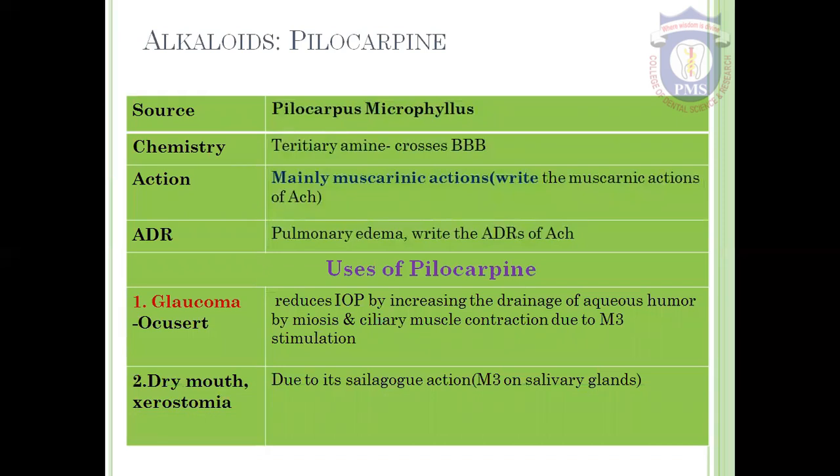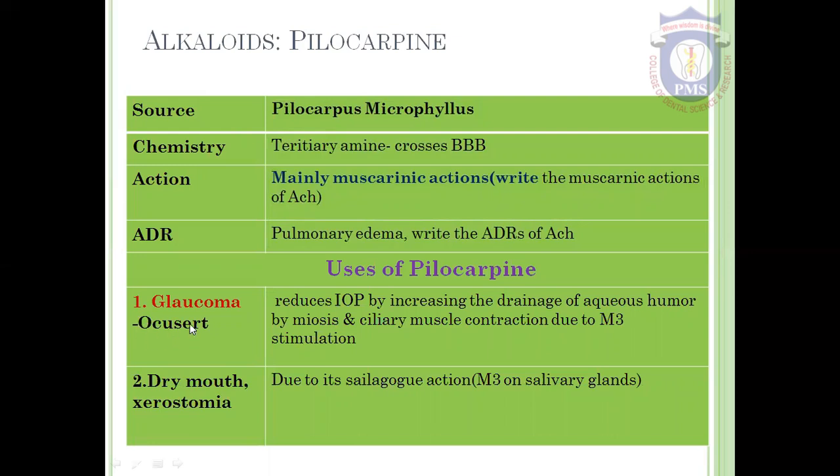Then what are the uses of pilocarpine? We can use it for the management of glaucoma. Glaucoma is an ophthalmological condition characterized by increased level of intraocular pressure. Why do we use pilocarpine for the management of glaucoma? Because it reduces the intraocular pressure by increasing the drainage of aqueous humor by miosis and ciliary muscle contraction due to M3 receptor stimulation. In case of glaucoma, we can use pilocarpine Ocusert.